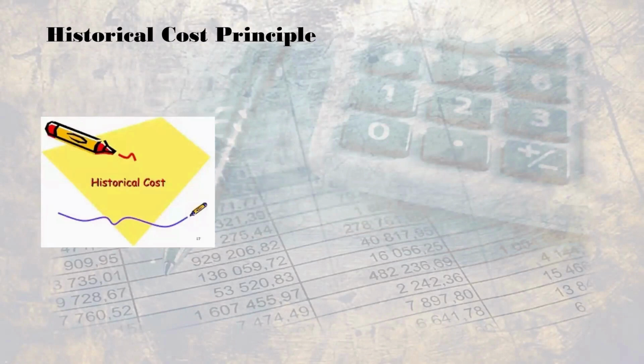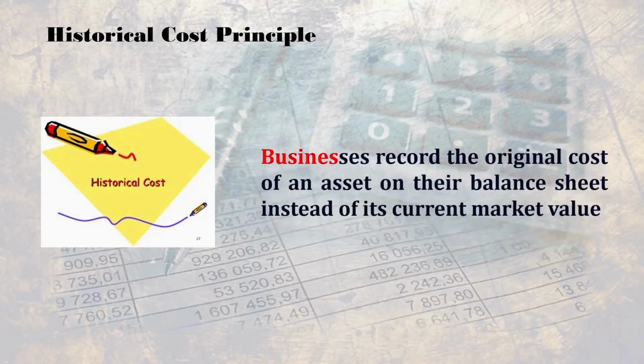Second one, historical cost principle. Historical cost principle means that if you purchase any asset, the price at the time of purchase will be recorded in the books. It will not record the current market price. Okay, that is the historical cost. The definition is also the same: business records the original cost of an asset on their balance sheet instead of its current market price.